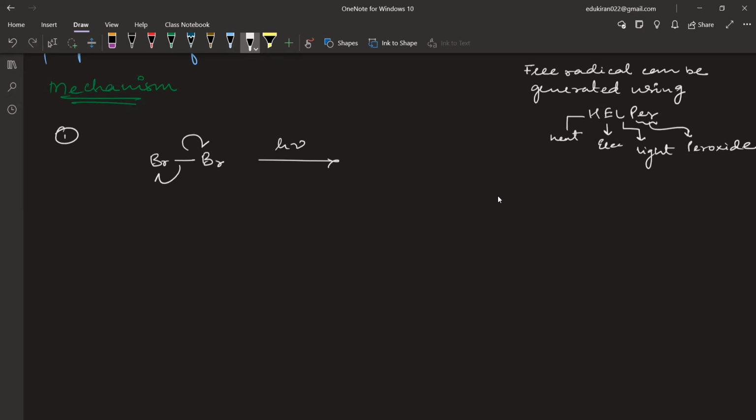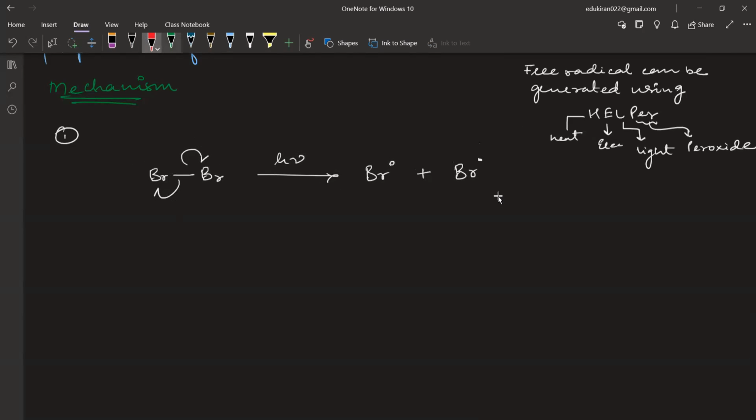Now in H nu, what is going to happen? Br free radical, and you will get Br free radical. Now in this step, as you can see, we have got the free radicals in the product, and there is no free radical in the reactant side. That means this step is known as chain initiation step. So the chain of reaction is starting from this step, and hence it is known as chain initiation step.